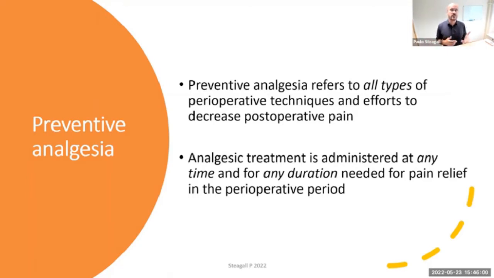For example, giving non-steroidals at the end of the procedure, or giving another dose of opioid postoperatively, or early postoperative. So this is all preventive analgesia. And analgesics are now administered at any time and for any duration needed for pain relief. So this is something that we're going to be basing our work on, but a lot is still being done using the concept of preemptive analgesia in terms of anesthesia.